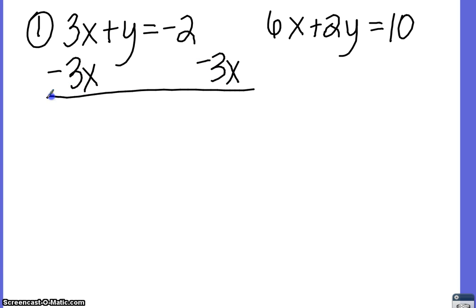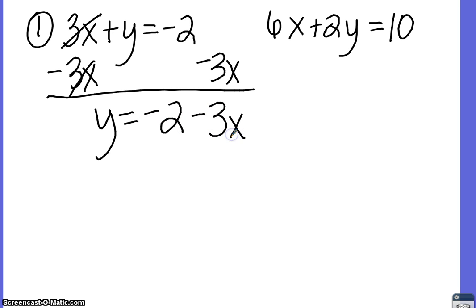Now the other thing I saw happen a lot is you got this far and a lot of you were combining the -2 and the -3 together. If I have a variable with a number, I cannot put it with just another constant. So since I'm writing the equation, I should have that y is equal to -2 minus 3x. So this is my first equation. So let's solve for the second equation.